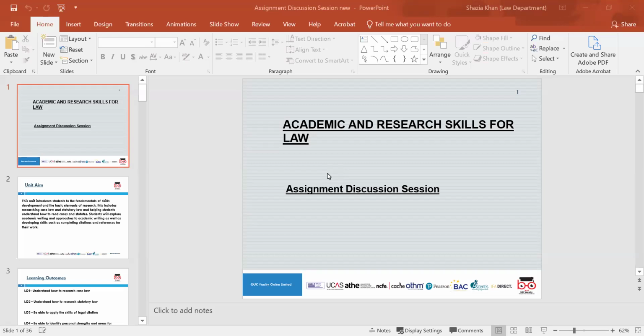Before I go into the assignment discussion session, I want to give you an overview of what we did in the last learning outcomes, the last 4. In learning outcome 1, we looked at understanding how to research case law. We also looked at elements of researching all English law reports. We looked at elements of what legal research is. We looked at the definition of case law, so the importance of researching law, so legal precedents, legal arguments.